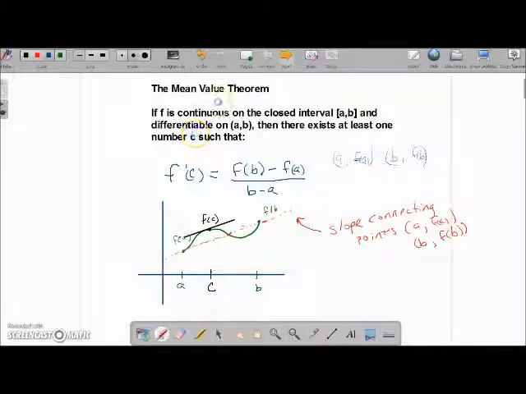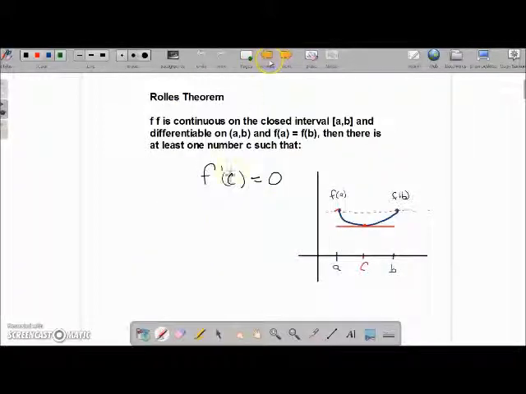Rolle's theorem just takes it one step forward. Actually, Rolle's theorem is just a certain example that can happen with the mean value theorem. So what it's saying is, let's say f is continuous on a closed interval [a, b], and it's also differentiable on the open interval (a, b). And what happens if f of a equals f of b? Then there's at least one number c such that the derivative of f at c is 0.